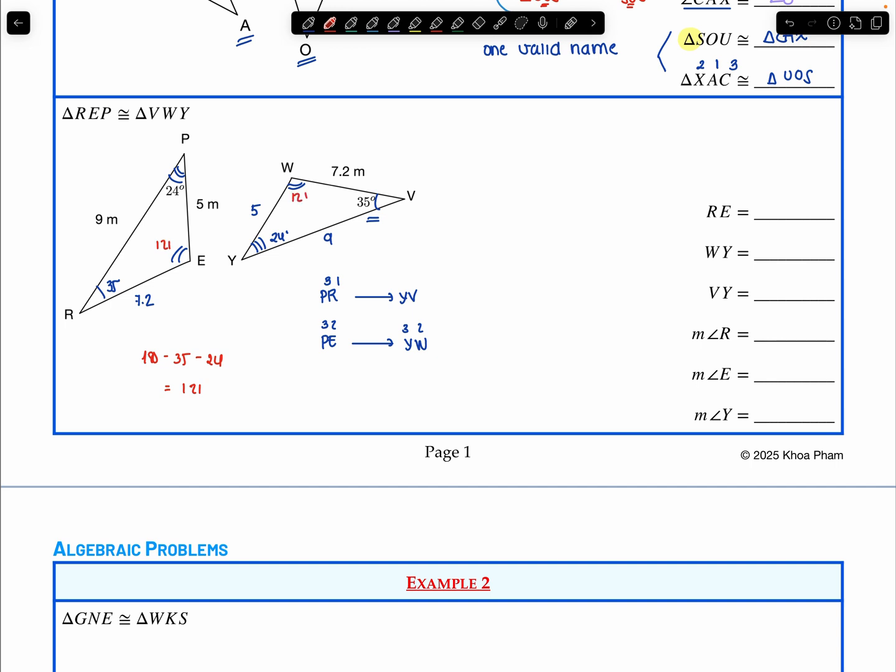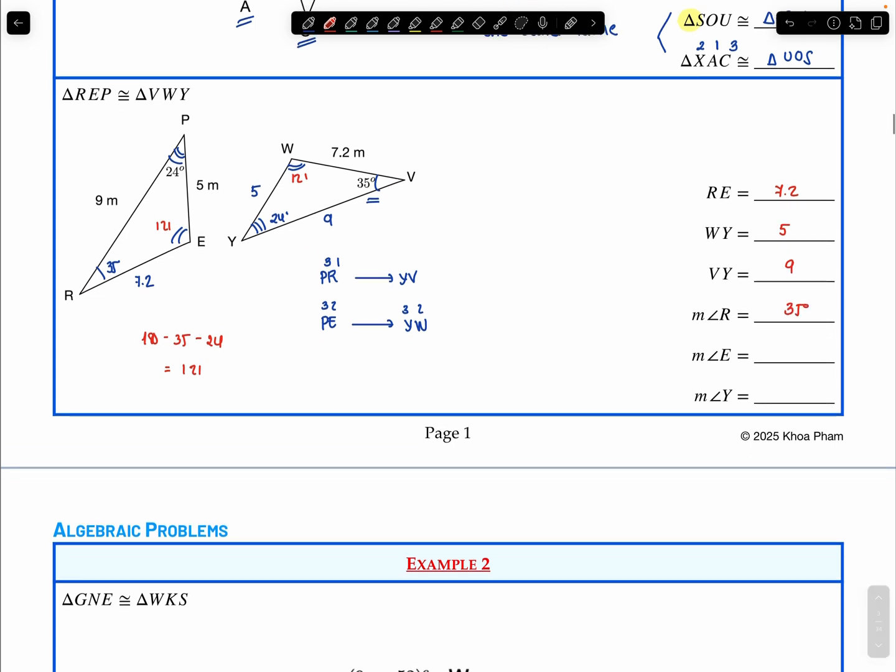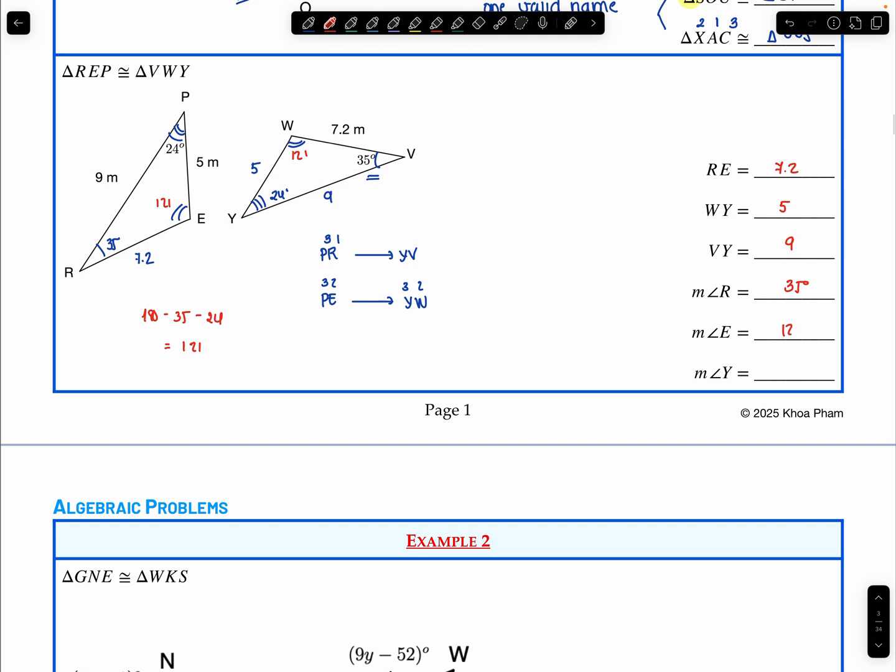We have found every value that we need. So this is 7.2. WY is 5. VY is 9. Angle R is 35 degrees. Angle E is 121 degrees. And angle Y is 24 degrees.